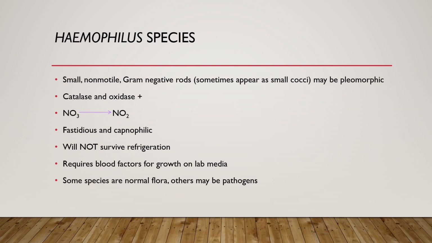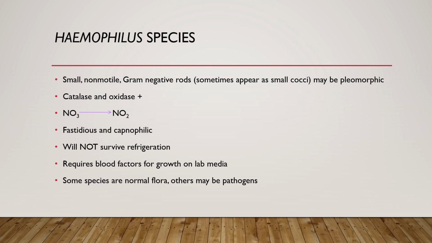I want to start today by talking about an organism that can be a pathogen of the respiratory tract, and this organism is called Haemophilus species. This is an organism that is small. In fact, we call it a tiny gram-negative rod, and it's non-motile. Sometimes on gram stain, it appears as a very small cocci, but they could be pleomorphic also, where you see a mixture of rods and cocci all in a pure culture.